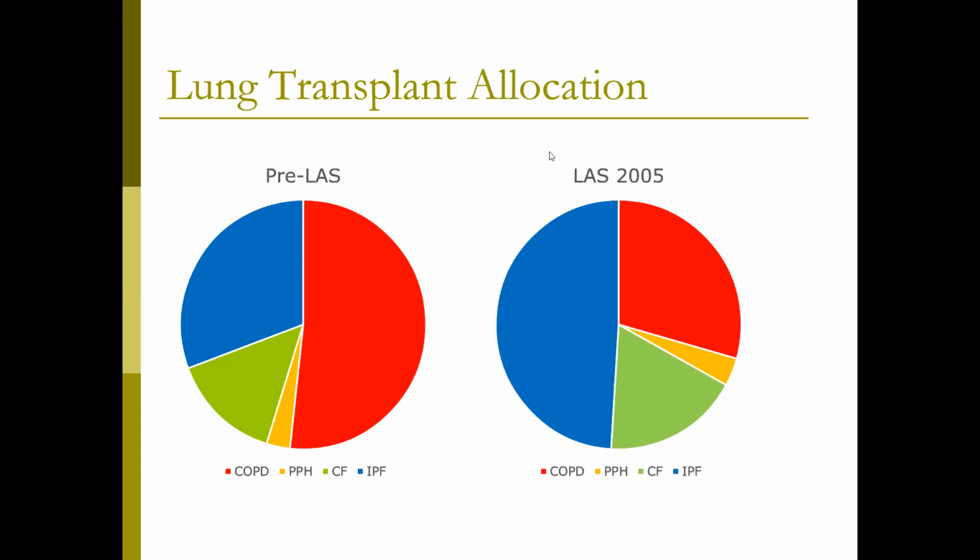In 2005, right at the inception of the Lung Allocation Score, you can see that the proportional number of patients with COPD getting transplanted shrunk by half, and similarly IPF patients increased twofold. And as we saw already earlier in this presentation, the current ratio is more like 3 to 1 in favor of IPF. Nowadays, IPF patients take the lion's share of all transplants.